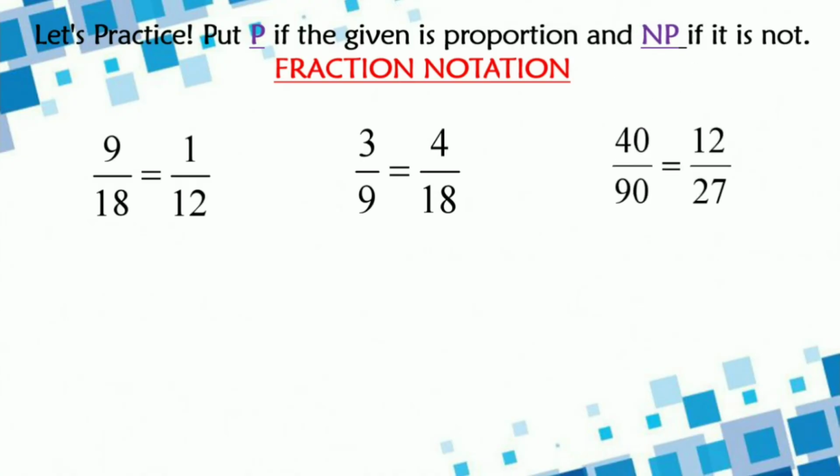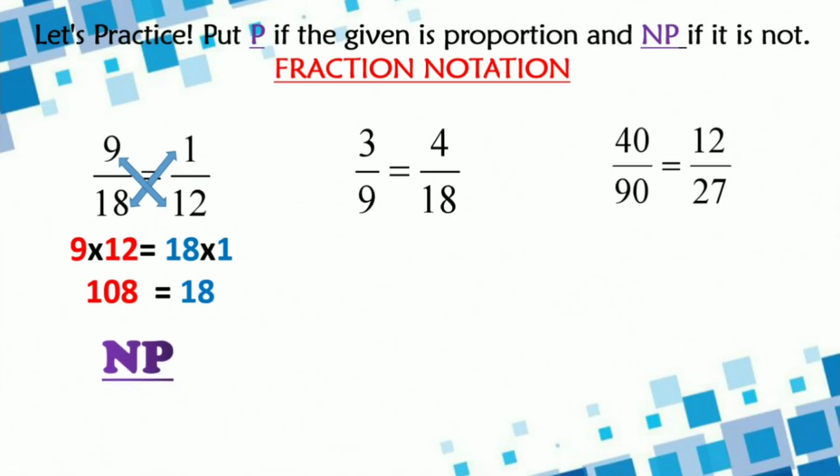Okay, so let's solve number 1. So we have 9 is to 18 and 1 is to 12. Okay, check natin kung proportion ba ang ratios natin. Okay, so in fractional notation, we use cross multiplication method. Okay, we have 9 times 12 is equal to 18 times 1. Okay, let's check kung proportion sila o hindi. 9 times 12 is equal to 108. 18 times 1 is 18. Therefore, these ratios are not proportion.